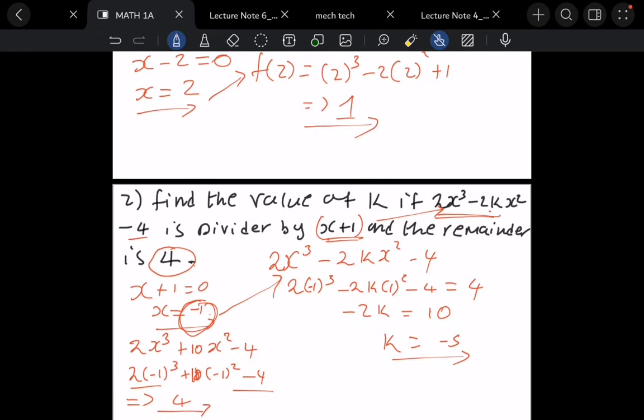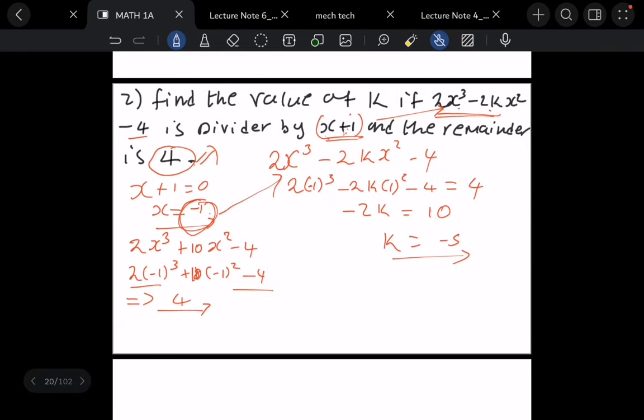A quick summary on this. It says, find the value of k if 2x cubed minus 2kx squared minus 4 is divided by x plus 1 and the remainder is 4. It means that if you find the zero of x plus 1, and substitute the zero of x plus 1 into this expression, the answer you're going to get is going to be 4. You understand? I think you need to understand that.